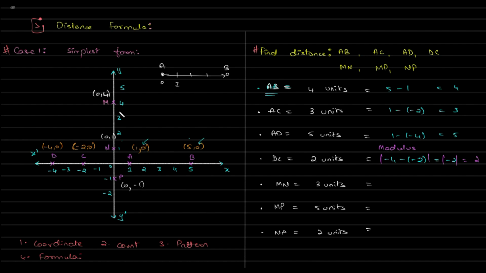Next is MN. So simple. Here we are neglecting the x-axis because it's already 0. Just look at the y-axis. So 4 minus 1, so this is 3. Okay. MP. So this is 4 and this is minus 1. So 4 minus of minus 1, which is 5 units. NP. 1 minus of minus 1, which is 2 units. And we are done.